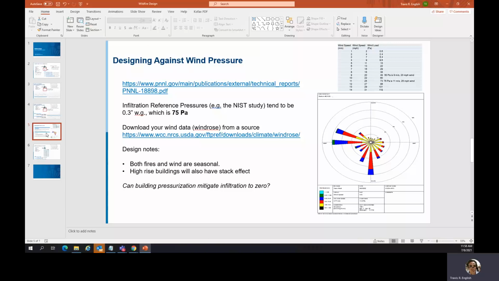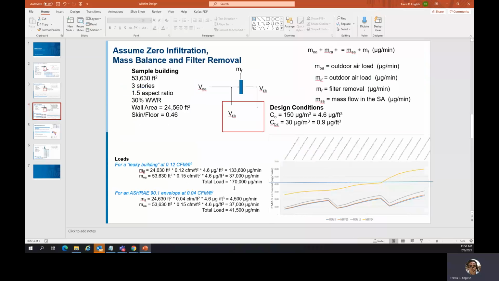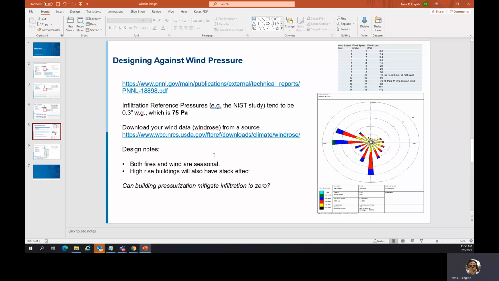There's a lot of conversation, I think, if you are in one of these leaky buildings where you have this tremendous infiltration load, then you are going to want to look at pressure and wind pressure. In order to do that, though, we do have some tools. There are the wind rose data that we can pull off of some government sources. And so I think you would do that. Both fires and wind are seasonal. And in high-rise buildings, you're also going to have stack effect.